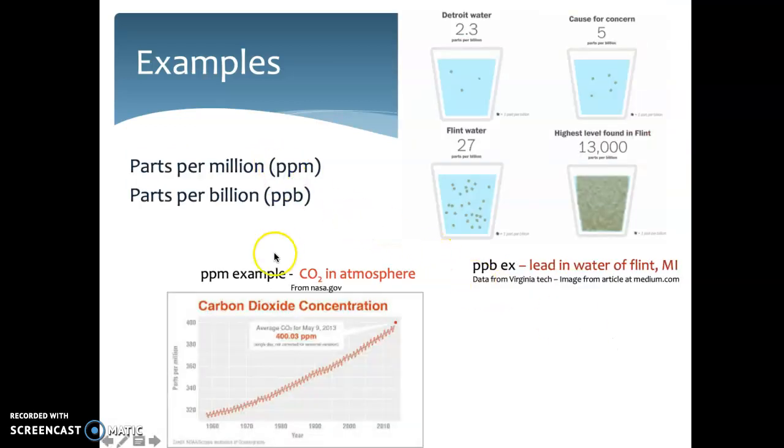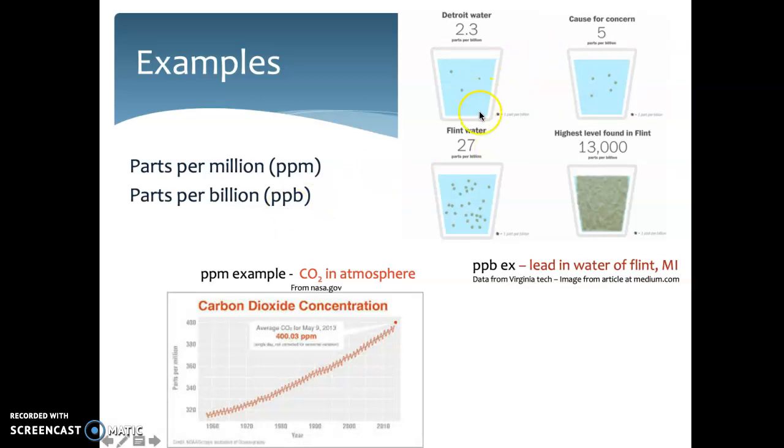Parts per million, an example, sorry, this one is a little out of order. Parts per million down here, that's how they measure the amount of CO2 in the atmosphere. So in this graph, which is taken from NASA, you can see from the 60s to today, the amount of CO2 in the atmosphere has gone up, and it's measured in parts per million. Out of the 1 million air particles, 400 of them are CO2, and that amount obviously goes up and down. Parts per billion, that's a way you can reflect concentration of a solute.